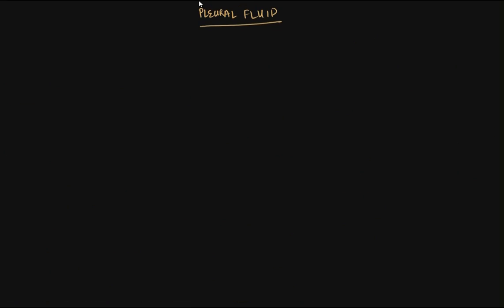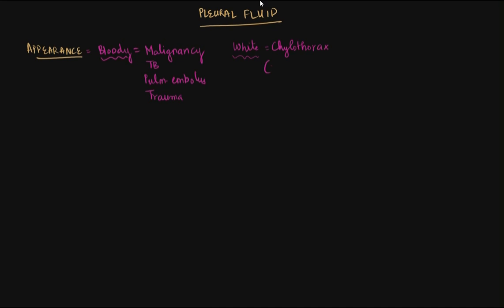Now let us look at the diagnostic criteria of the pleural fluid. If the appearance is bloody, our various differentials could include malignancy, TB, pulmonary embolism, or trauma. If the pleural fluid appears milky white, our differential could be chylothorax. In this, the triglyceride level would be greater than 110 milligrams per dl.